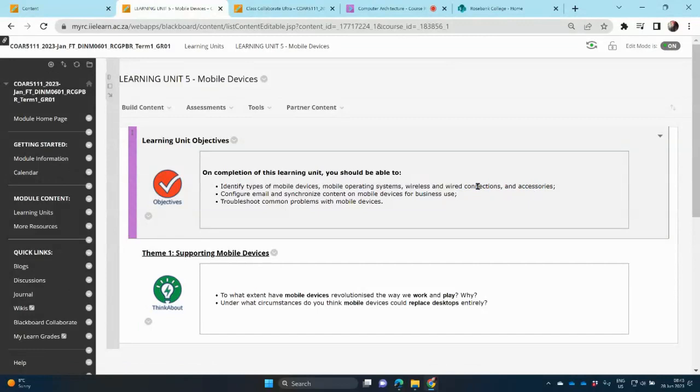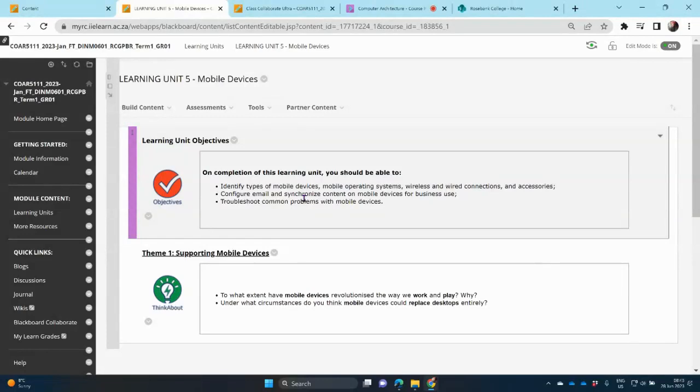You'll see all of the questions will test these objectives. Configure email and synchronize content on mobile devices for business use. How to set up your mobile device, that's your cell phone, your tablet, and connect it to your email account. And synchronize means that the content can be stored locally as well as in the cloud or on the server. So how do you ensure that you have the same content that's on the server stored locally?